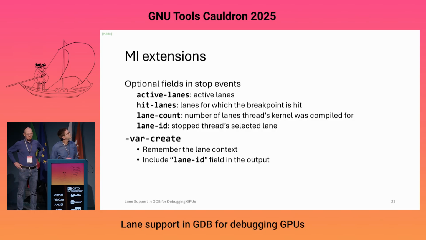So that carries on to var create as well. We needed a way to be explicit, saying I'm creating this var object, and I want it to care about this particular lane. That's why you see these explicit things in MI, and you didn't see them in the CLI. No, I agree with that.